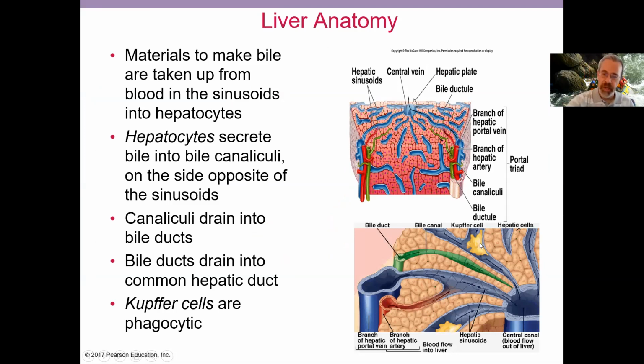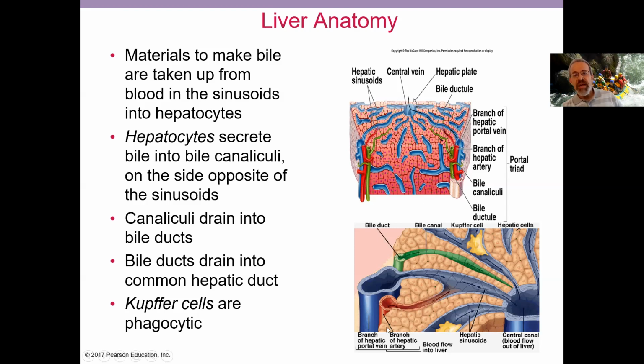I did want to mention one other cell you don't hear about much. It's called the Kupffer cell. And the Kupffer cell I would compare to the microglia of the brain or the alveolar macrophages of the respiratory tract in the alveoli. These are phagocytic cells that help to remove any debris, kind of clean things up. So two cells. Most of the cells are hepatocytes that make the bile, and then the other cells are the Kupffer cells.